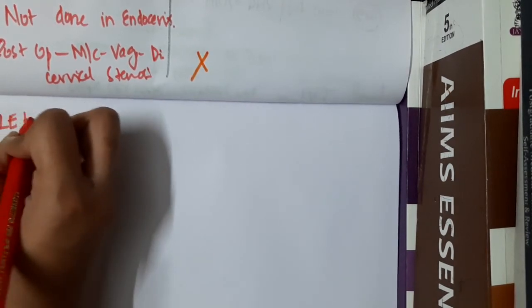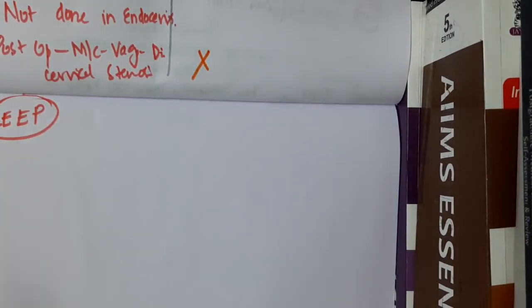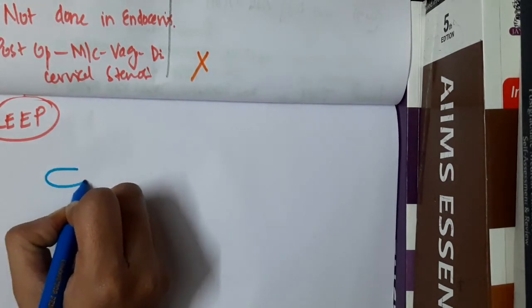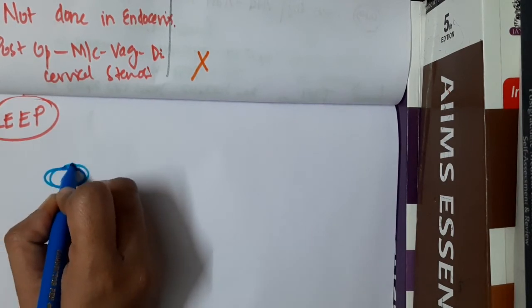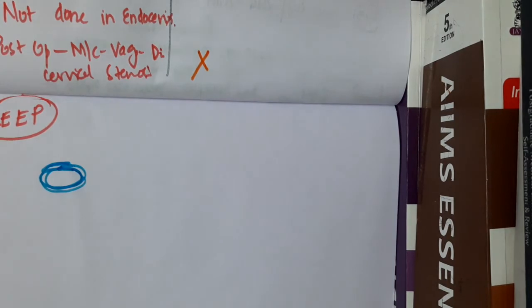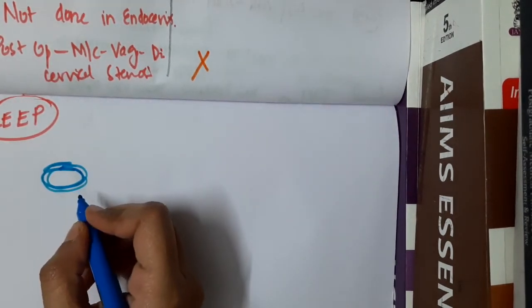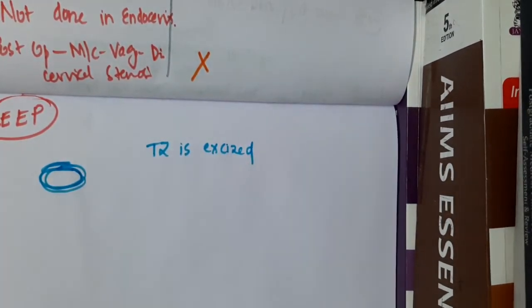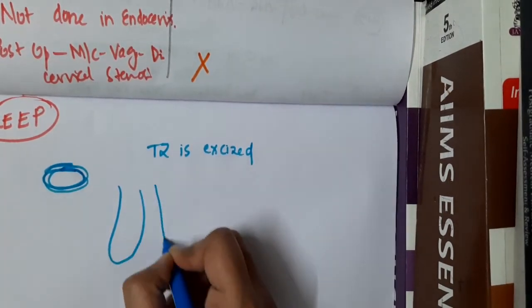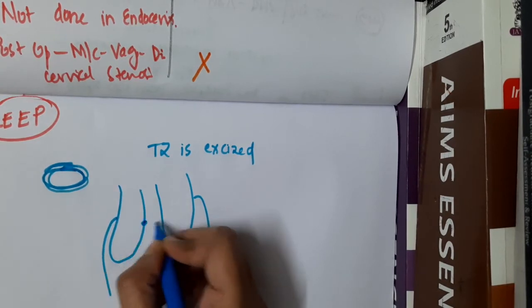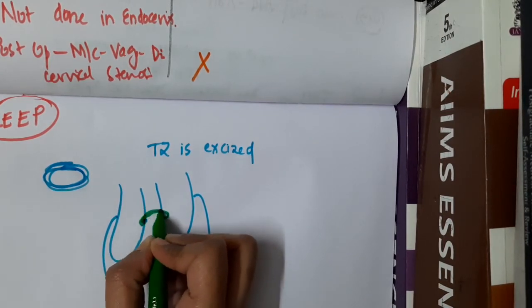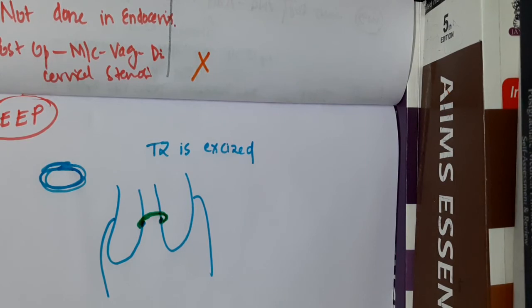Then we will learn some important points about LEEP. LEEP is the loop electroexcision procedure. Here a thin stainless steel wire loop is present, and the transformation zone is excised with the help of this loop. If this is the cervix and this is the vagina, and this is the transformation zone, the loop is passed into the cervix, placed around the transformation zone, and electricity is passed through this loop.